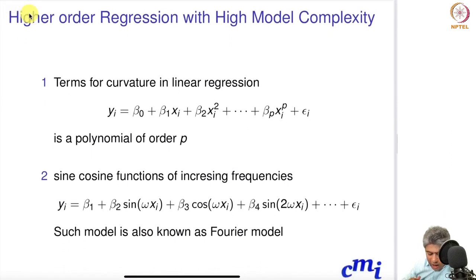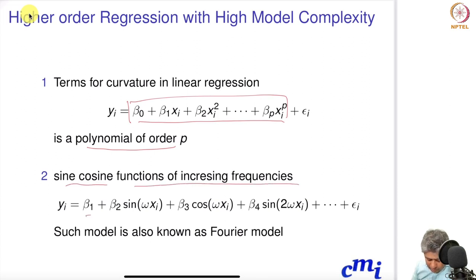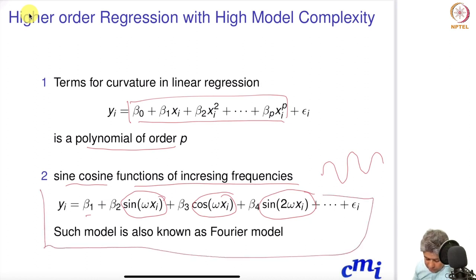So with higher order regression, high model complexity, you can fit a model of order P, as we have discussed, so any polynomial of order P. Similarly, you can put in sine and cosine functions of increasing frequency, say beta 1, beta 2, sine omega xi, cos 3 omega xi, sine 2 omega xi. If you feel your data has a lot of sinusoidal behavior, then this kind of Fourier model, with Fourier terms, helps a lot.